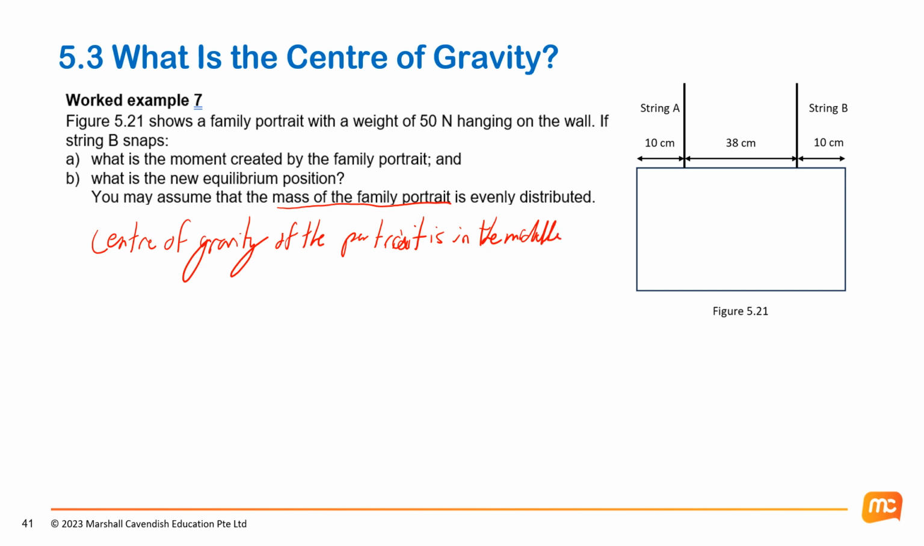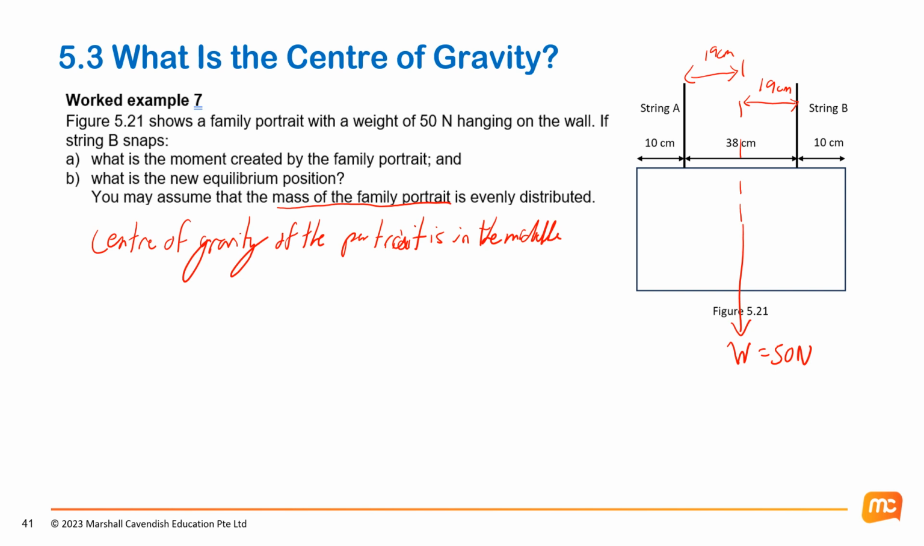I don't know exactly where along this. I also don't have the height of the portrait, but what I can say is the weight is going to roughly be here. It is going to be 50 newtons. So W equals 50 newtons. And if I draw my line of action, that tells me very clearly that it is going to be 19 cm from either side of the strings or 29 cm from either edge of the painting.